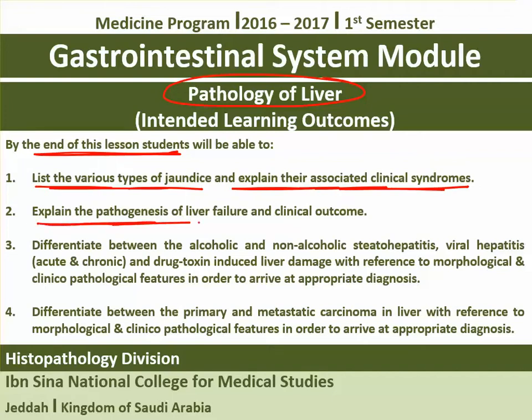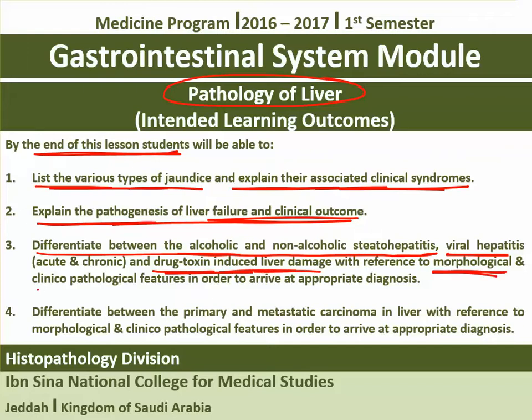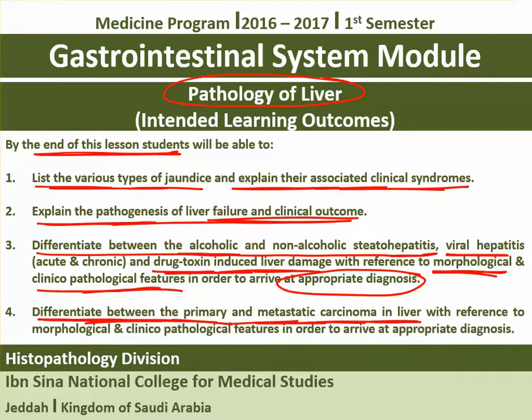explain the pathogenesis of liver failure and the clinical outcome. And you should be able to differentiate between alcoholic and non-alcoholic steatohepatitis and viral hepatitis, drug-induced or toxin-induced liver damage with reference to morphological and clinicopathological features to arrive at an appropriate diagnosis. And you should also be able to differentiate between primary and metastatic carcinoma in the liver. It's very important. And with reference to morphological and clinicopathological features, again to come to a diagnosis.